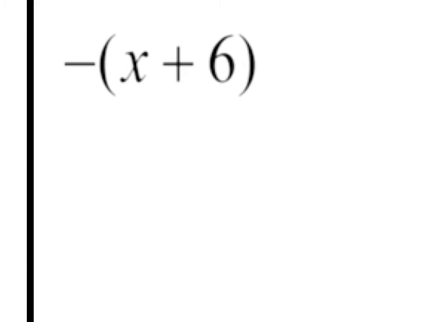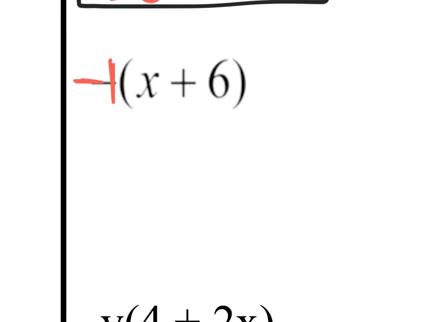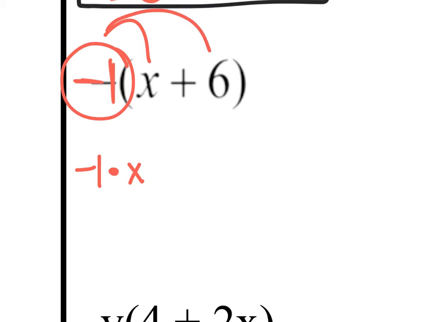Next example is negative times x plus 6. Because I don't see a number, it's going to be a 1. So really out front here, I have -1. Now I'm going to double dip that. There's 2 things inside of my salsa bowl. There's x and +6. So I'm going to multiply -1 times x. I'm also going to multiply -1 times +6. -1 times 6. Let's not forget to add our 2 terms together.